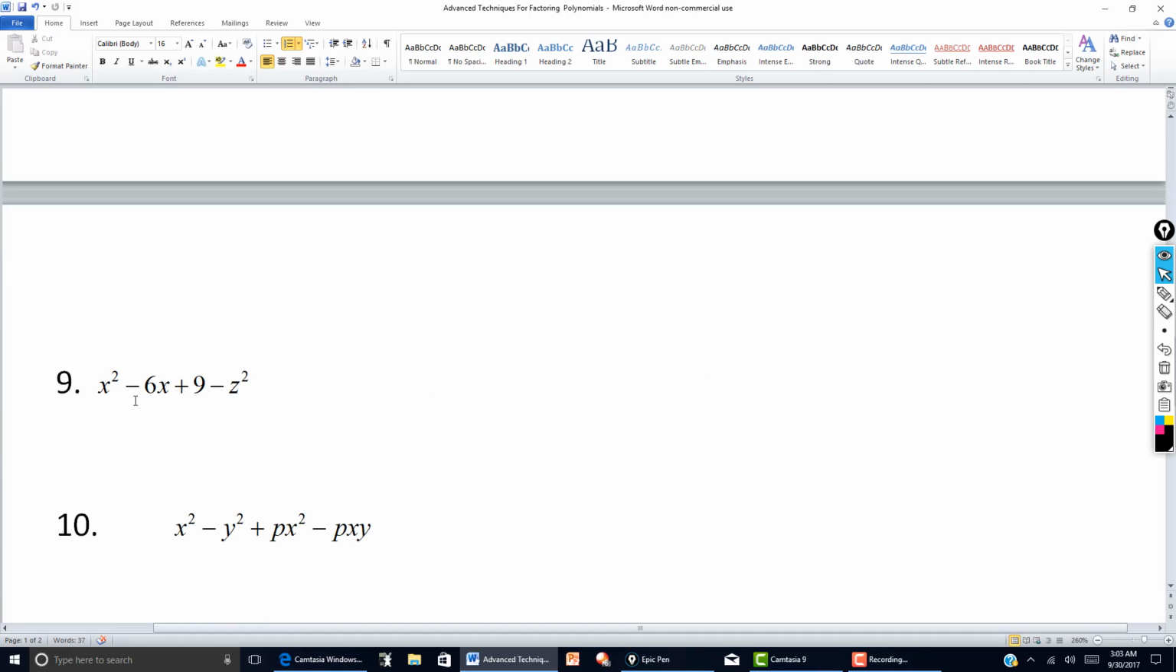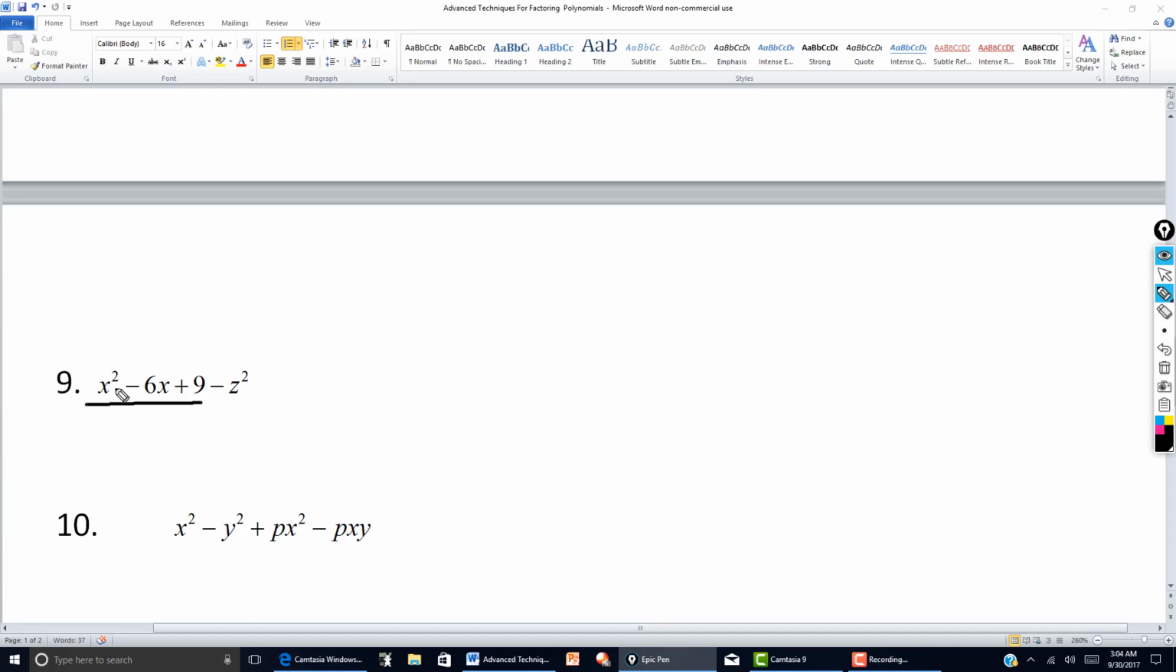The first problem for this video has 4 terms. Again, if you have more than 3 terms, you look at a grouping method. Sometimes it'll be 2 terms and 2 terms. In some cases, it could be 3 terms and 1 term. So you're going to have to play around with it. And keep in mind that we're still going to be using the same techniques from the last video.